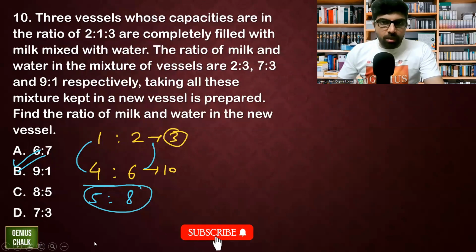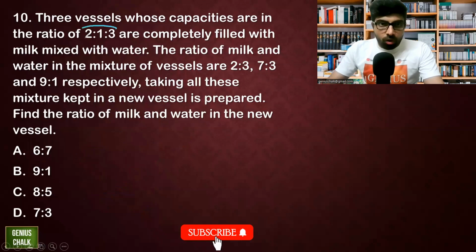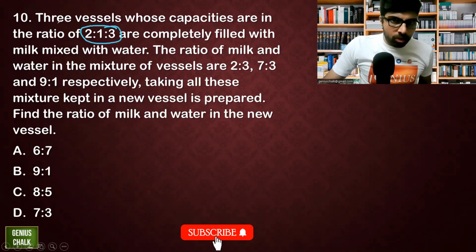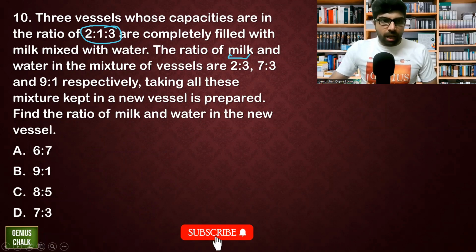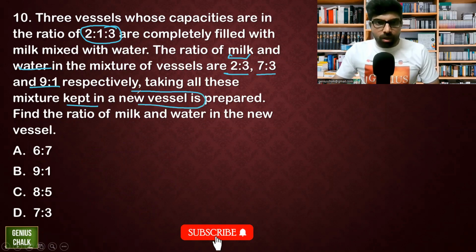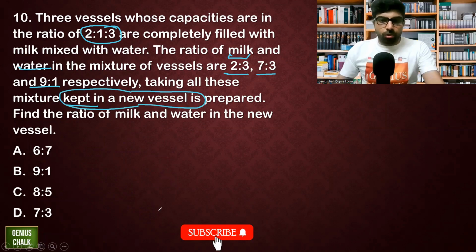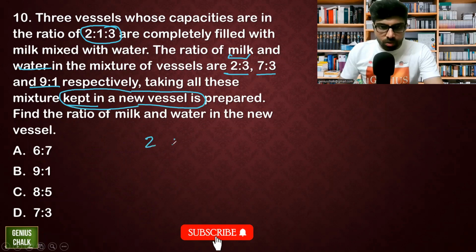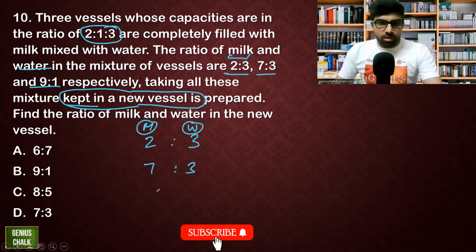Now again we have the same type. Now already the vessel's capacity is given in 2:1:3, and in 3 vessels the milk and the water ratio is given as 2:3, 7:3 and 9:1. Now we have to make a new vessel out of mixing all the 3. So let's try. First write the ratio 2:3. This is milk, this is water. Milk and water. This is 7:3. And what is the third one? That is 9:1.